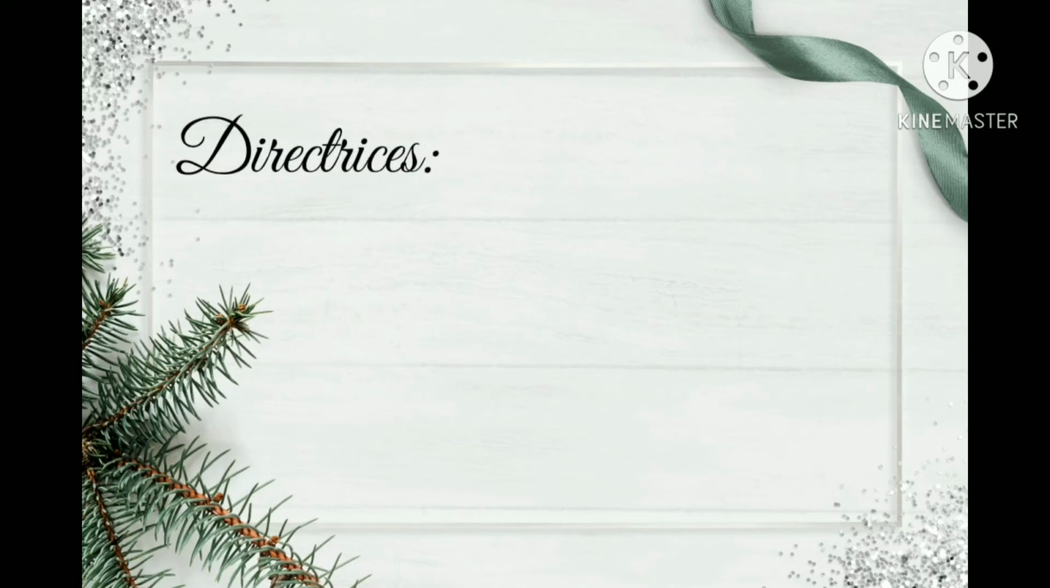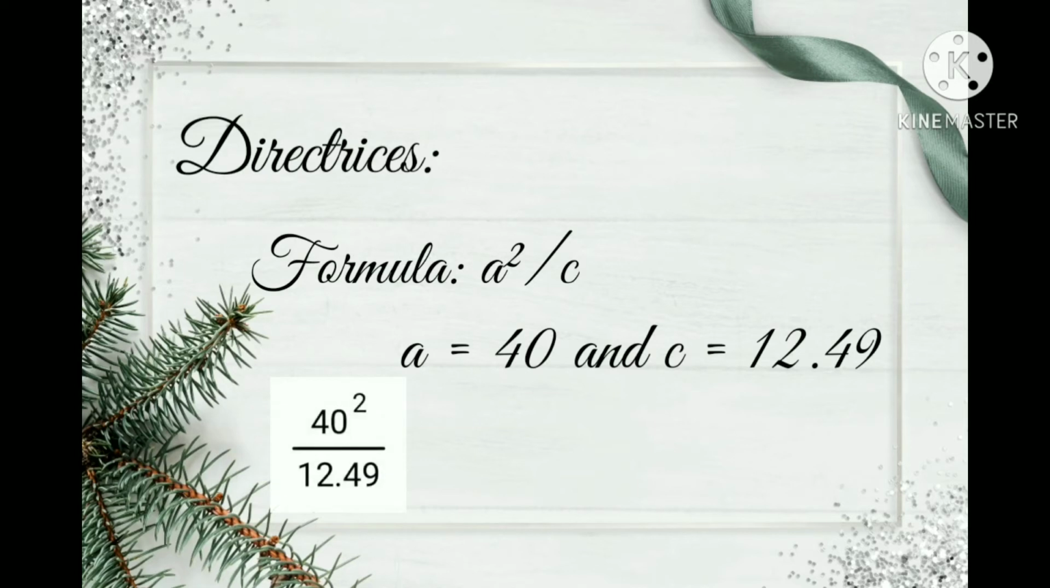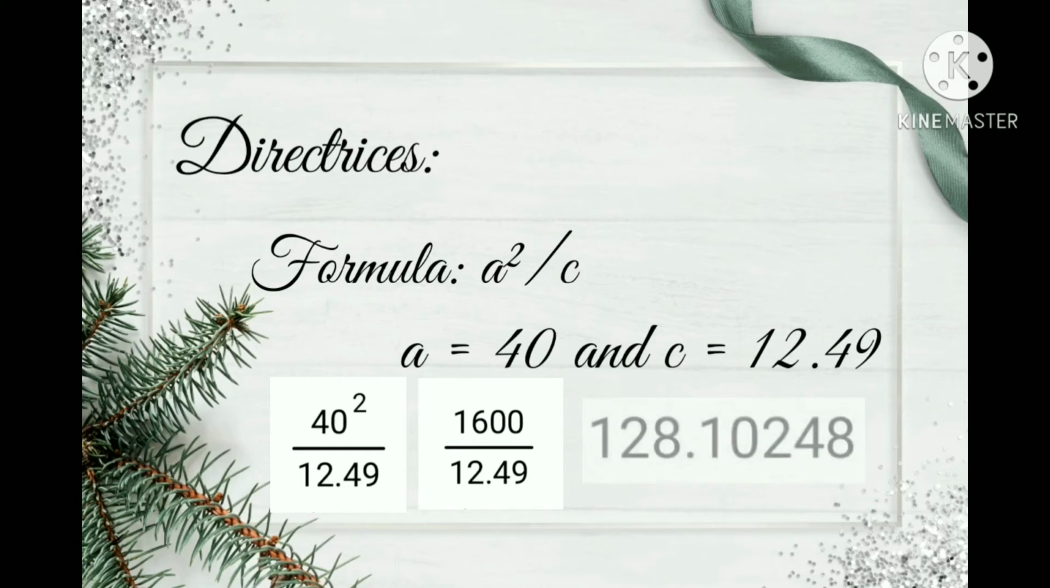36.1). To find the directrices, the formula for the directrices is a squared over c. Since a equals 40 and c equals 12.49, 40 squared over 12.49 equals 1600 over 12.49. If we simplify this, we get 128.102. So our directrix is 128.10.